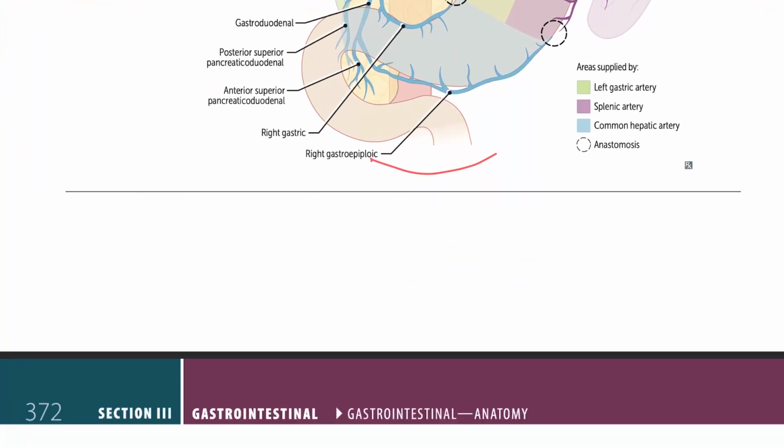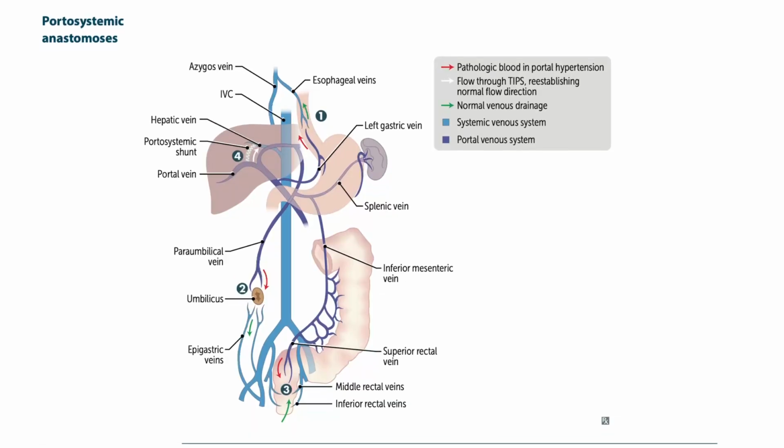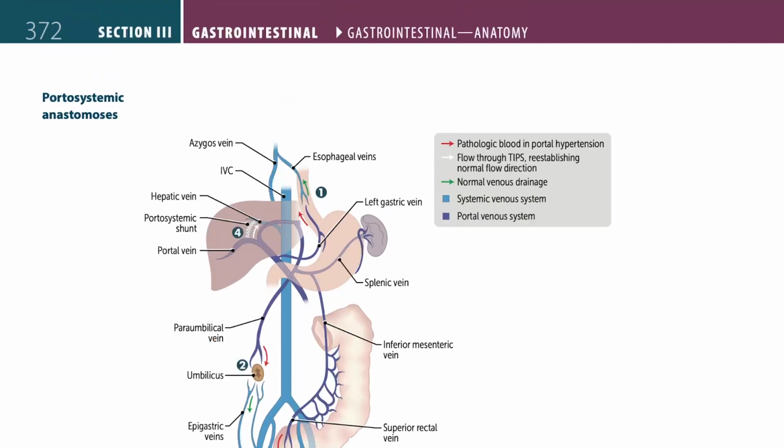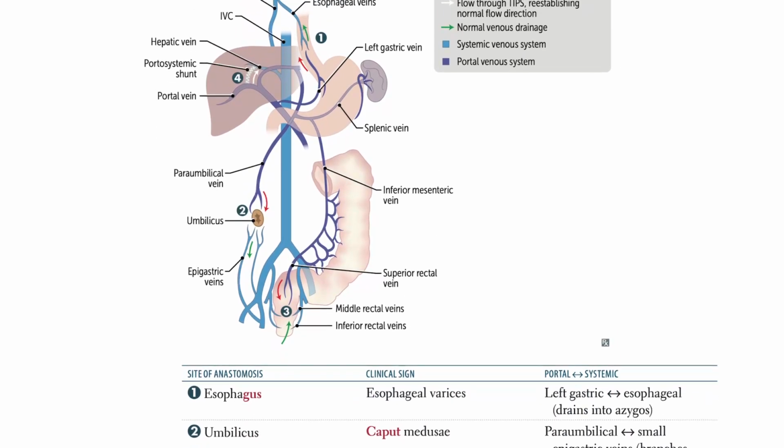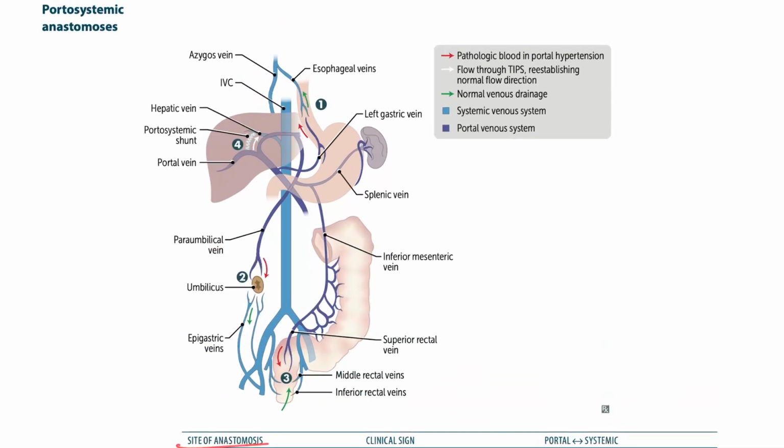So what do we have here for the portosystemic anastomosis? Portosystemic anastomosis. Basically, you have to think about the site of anastomosis. What is the site? The first thing is the esophagus. So let's look at the esophagus site here, as it is mentioned, point 1.